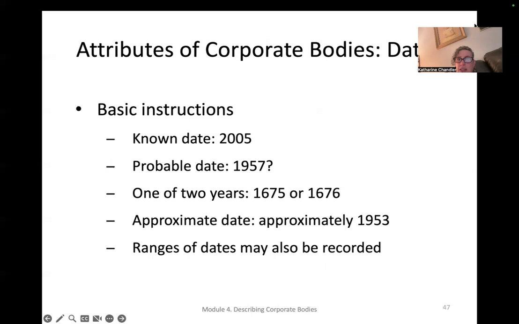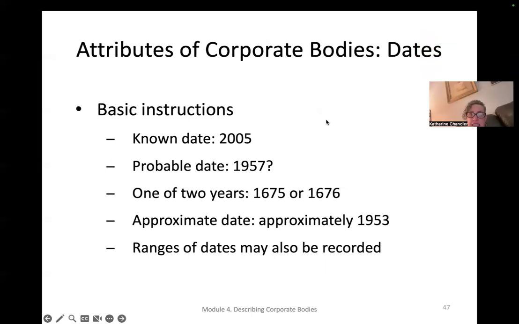Attributes of corporate bodies, dates. Basic instructions: known date 2005, probable date 1957, one of two years 1675 or 1676, approximate date approximately 1953. Ranges of dates may also be recorded.